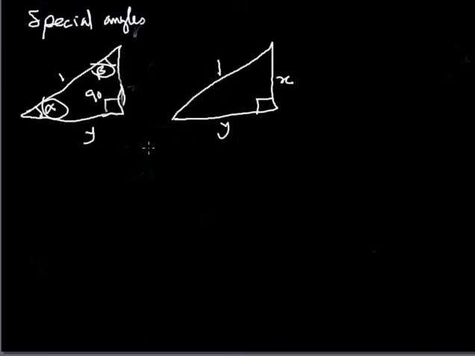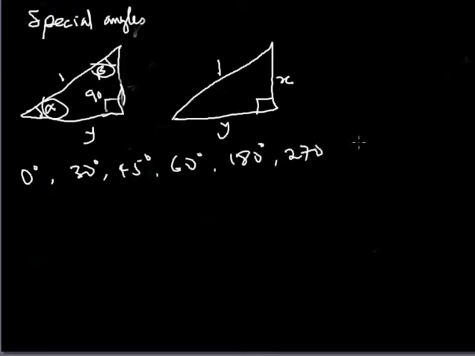So we are going to be considering the ratio of angles of 0 degrees, 30 degrees, 45 degrees, 60 degrees, 180 degrees, 270 degrees, and even 360 degrees. Although sometimes people don't really refer to 360 degrees because it's actually closing up a circle.